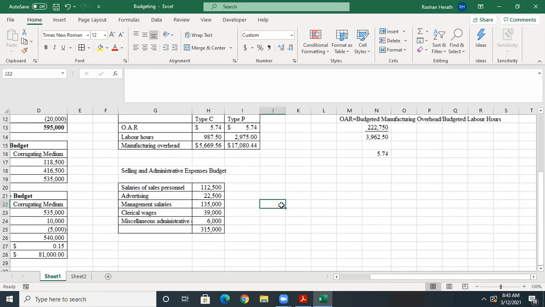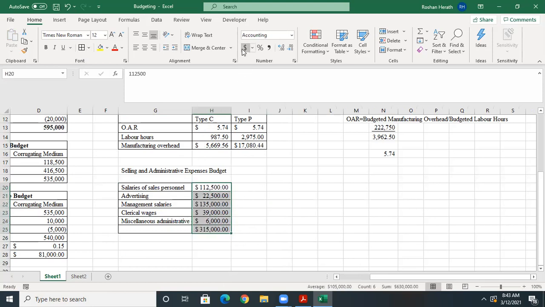When it comes to non-manufacturing overheads, we simply take the amounts and put them to the P&L. So here it's a budget. So here we have the budgeted expenses.